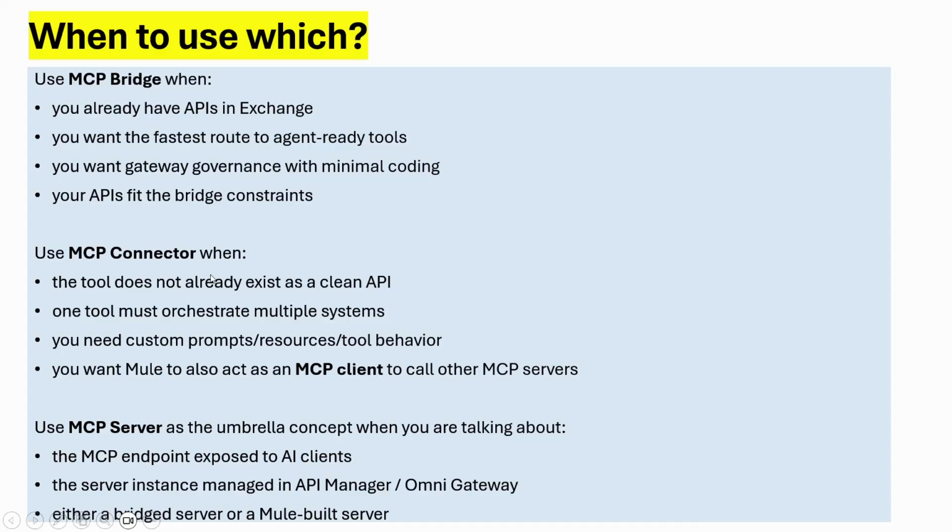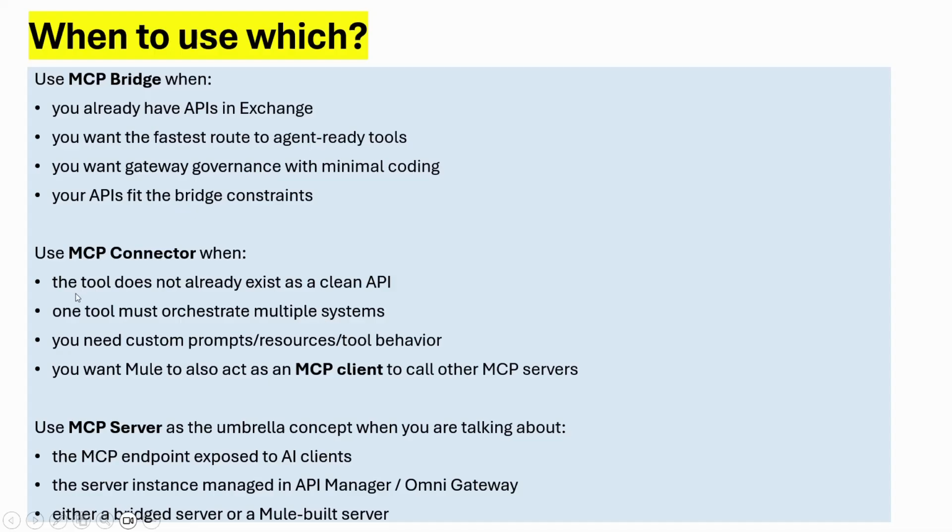You can use MCP Connector when the tool does not already exist in a clean API. If you don't have any API, if you have only normal flows, like separate MuleSoft flows or separate applications, kind of microservices, then you can use MCP Connector to convert them as an MCP tool. Okay, and when one tool must orchestrate multiple systems.